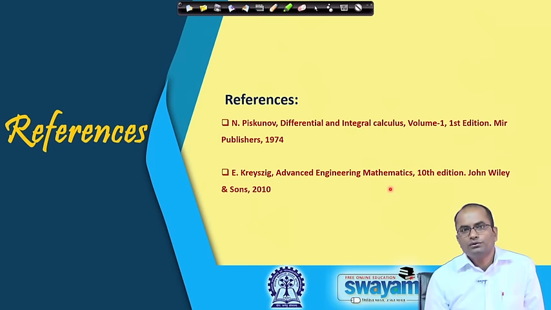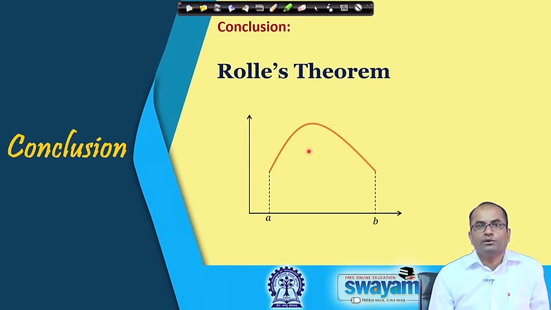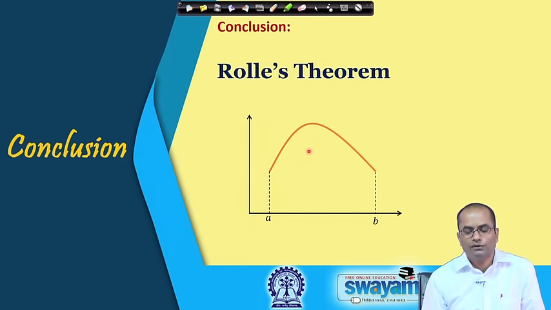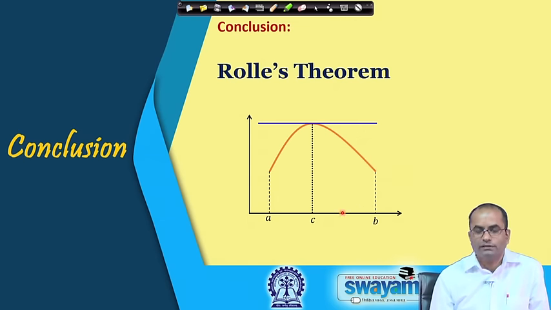Now, these are the references which were used to prepare this lecture: the book by Piskunov, Differential and Integral Calculus, volume 1, and also Kreyszig, Advanced Engineering Mathematics. So, again, the conclusion: we have studied Rolle's theorem, which says that if the function is continuous and differentiable, having the same value at a and b, then there will be a point c somewhere in the open interval (a, b) where the tangent to this function will be parallel to the x axis. This is Rolle's theorem, which is a particular case of the mean value theorem, which we will discuss in the next lecture. Basically, the assumption of equal values will be removed, and then we will get more general results, the mean value theorem, the topic of the next lecture.